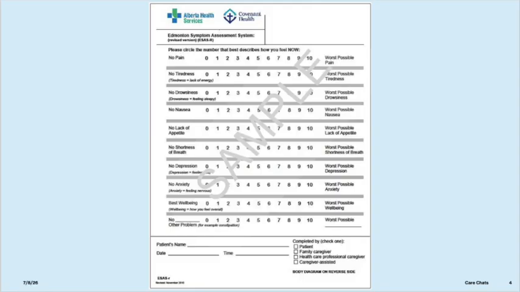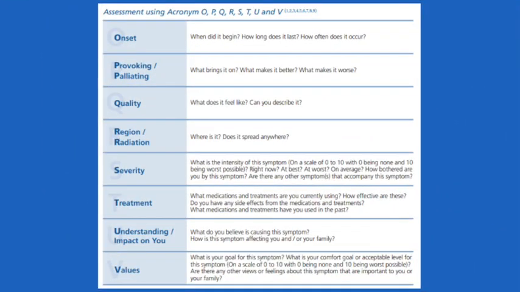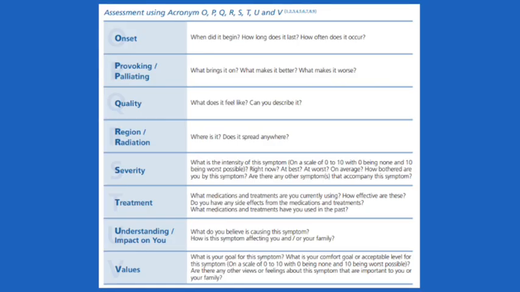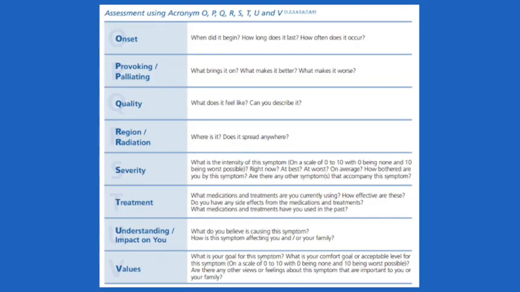But if we get into more specific pain tools, the most comprehensive one that can be used is an acronym called OPQRSTUV. And I'm going to put Jen and Luisa on the spot. Do you guys know what this acronym stands for? What each letter? If we start with O. Onset? Yeah. So when did this begin? How long does it last? And how often does this occur?